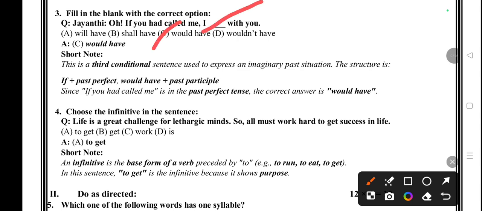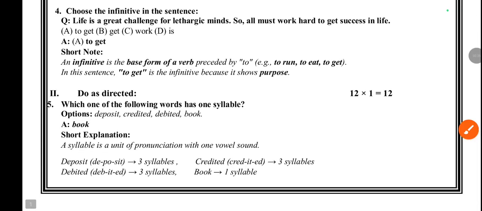Option C, would have. This is the third conditional sentence, used to express an imaginary past situation. The structure is: if plus past perfect, would have plus past participle. Since if you had called me is the past perfect tense, the correct answer is would have. Then question number four: choose the infinitive in the sentence. Life is a great challenge for lethargic minds, so all must work hard to get success in life. Option A, to get; option B, get; option C, work; option D, is. The answer is to get.